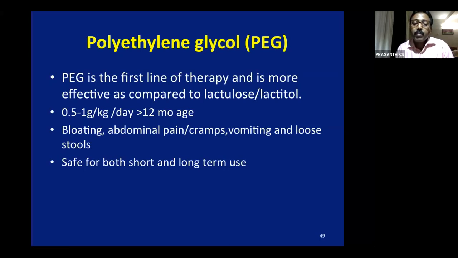It is a little bit different from the disimpaction dose which I mentioned earlier. And it is recommended only in children more than 12 months of age. The side effects were also already mentioned. It is safe for both short term as well as long term use.